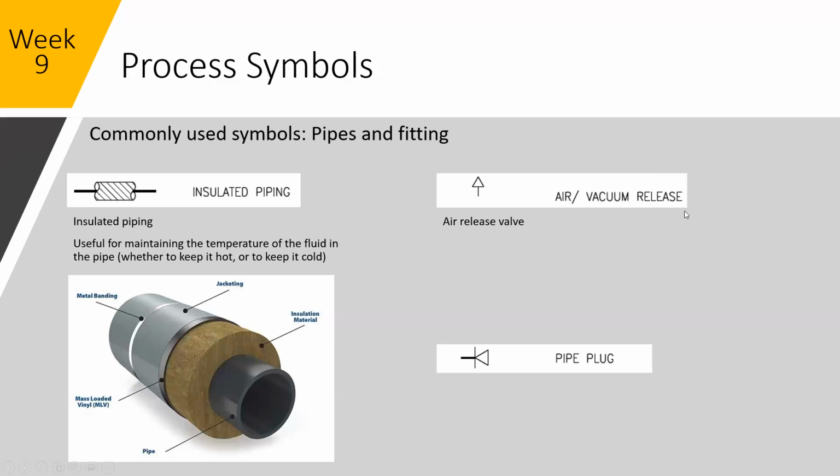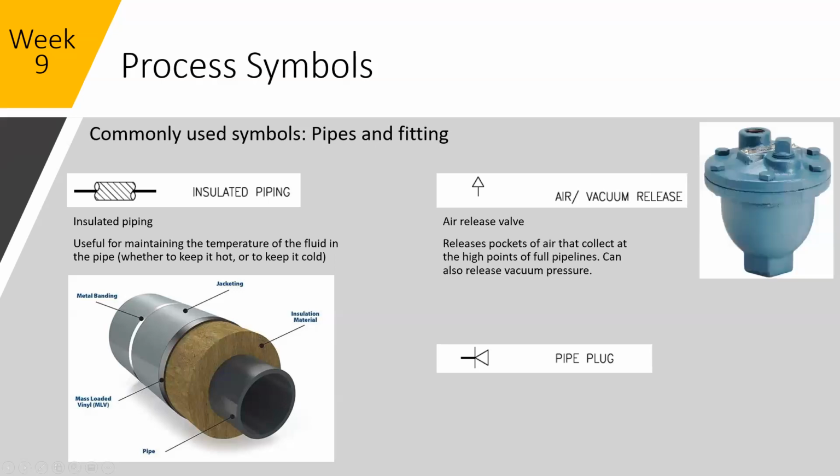Here we have air vacuum release. So it releases pockets of air that collect at high points and can also release vacuums. I've also heard them called siphon breaks. Siphon breaks typically act in a similar way, but you would manually, or at least you would act upon it to break the siphon if you wanted to stop flow.